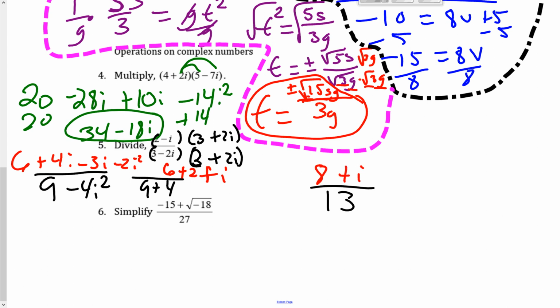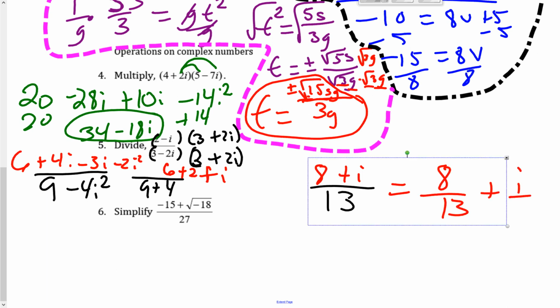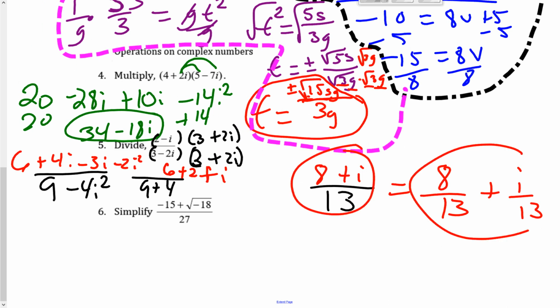I can't reduce any of these. I could write it as 2 fractions if you want to: 8 over 13 plus i over 13, just to see if you can reduce it. But I can't, so either of these two would be equivalent there.